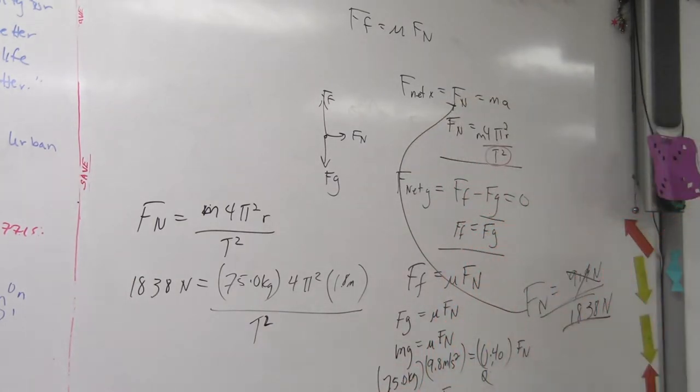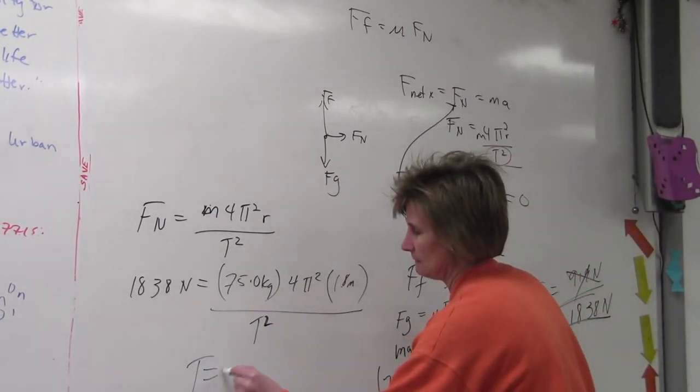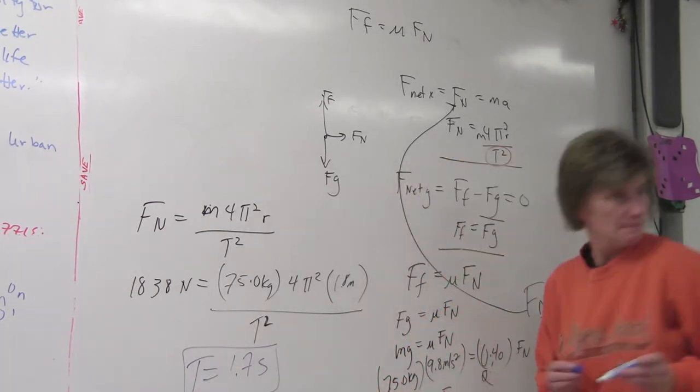And I'll do it because I'm wrong. My answer is going to be wrong because this is wrong. That's why I'm saying we better all figure this out. 1.7 seconds. Yeah. Wait, the square root? It's t squared.